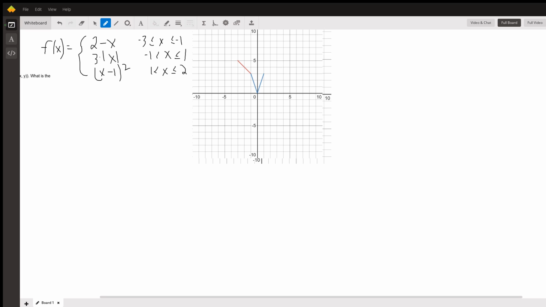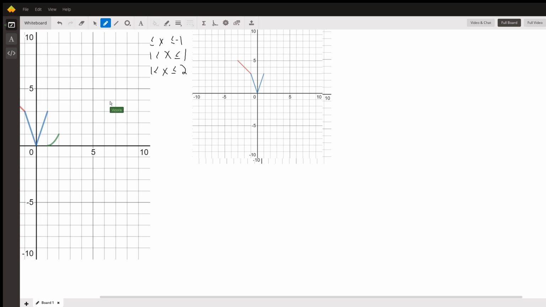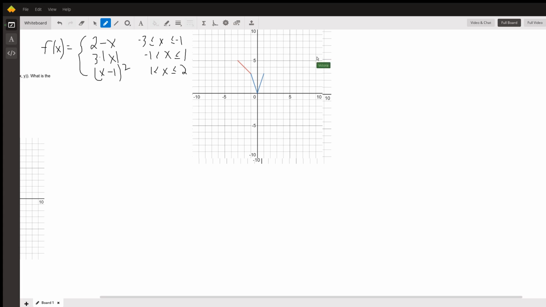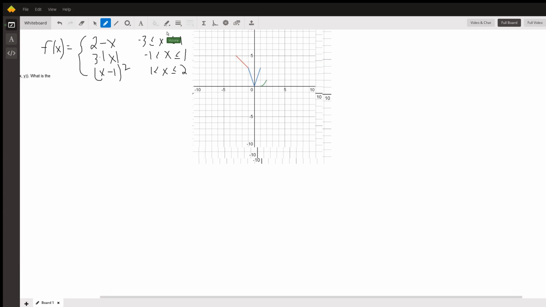And you'll see that there's a disconnect when you have all 3. You'll notice that you had to pick up your pencil. So there's a discontinuity right here at 1. Because you had to start back down here at 0 and come over to here.